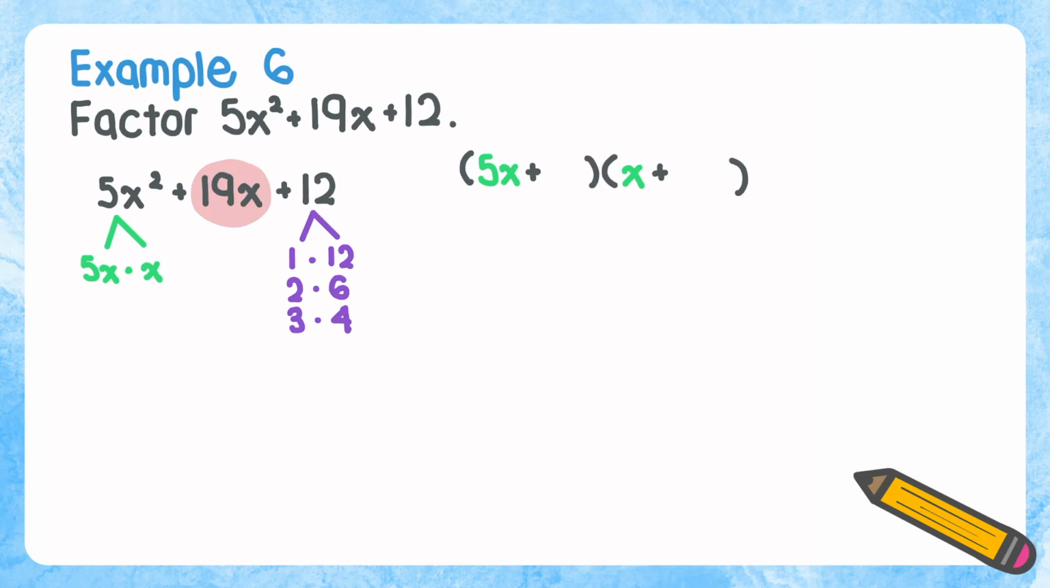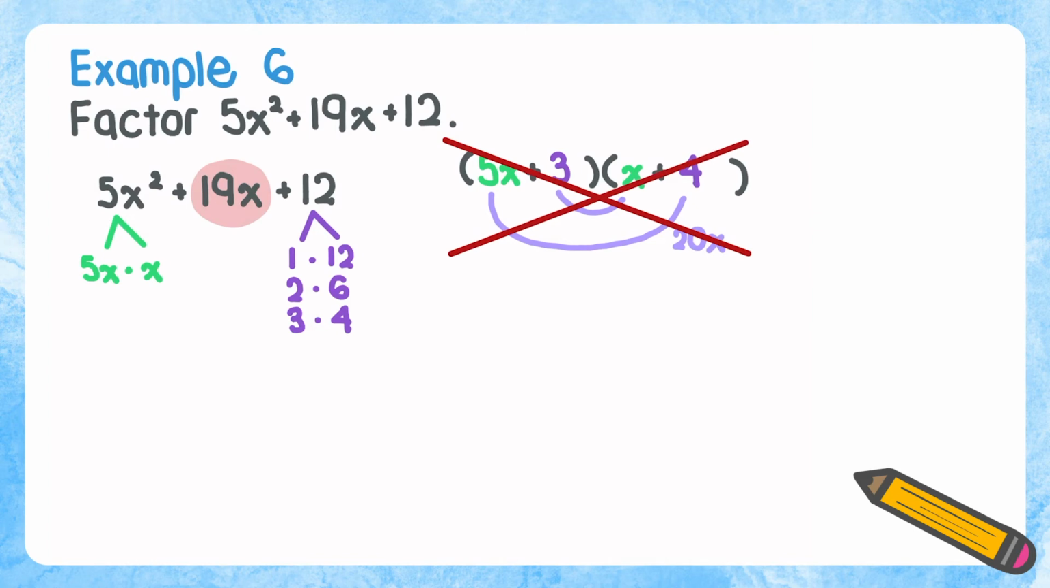So let me first try the 3 and 4 pair. So 5x plus 3 times x plus 4. So I'm going to multiply the 2 outside terms and the 2 inside terms. So 5x times 4 is 20x. But this already tells me that it's way too big because I'm trying to go for 19x. So I know that this pair is not an option. I didn't even multiply the inside terms because that 20x is already bigger than the 19x we're going for. So I'm going to try out another option.